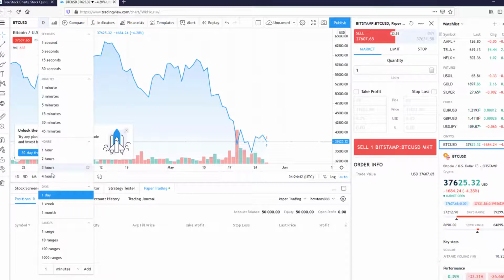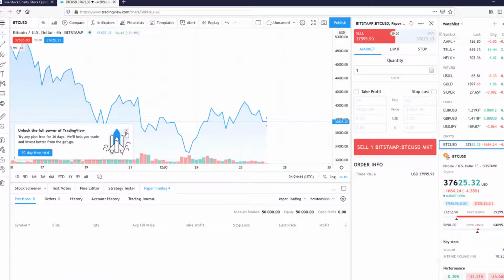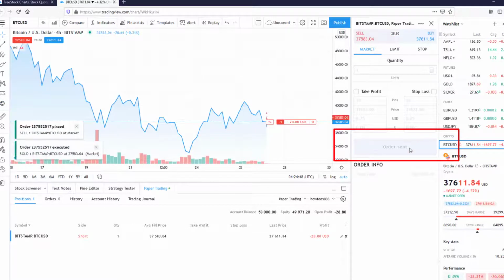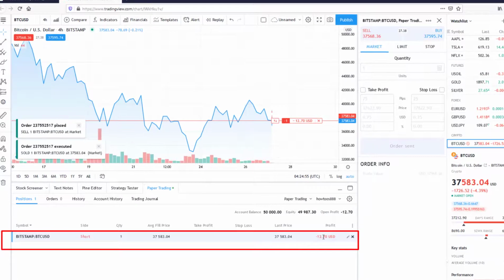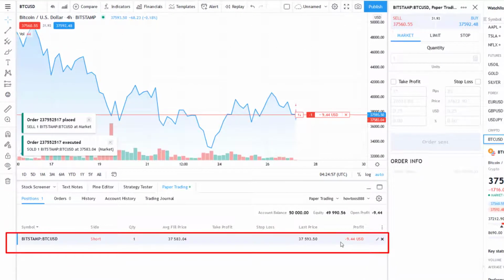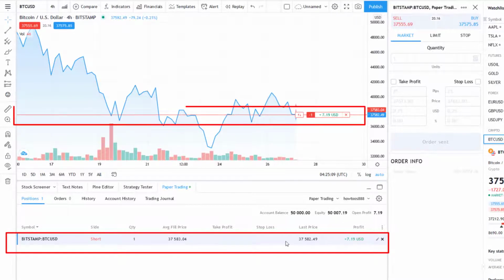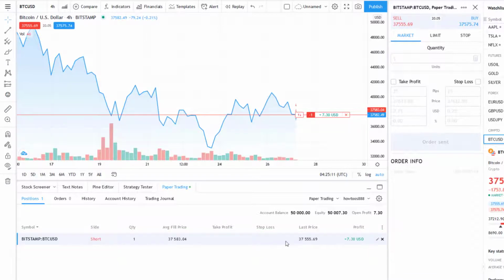I will change the chart to 4 hours for better entry. So, once you have determined the rate to short, click on Sell button. You will be able to see your position which you have just shorted. Your average fill price and your profit will also be displayed real time. Your same positions will also be displayed on the graph.